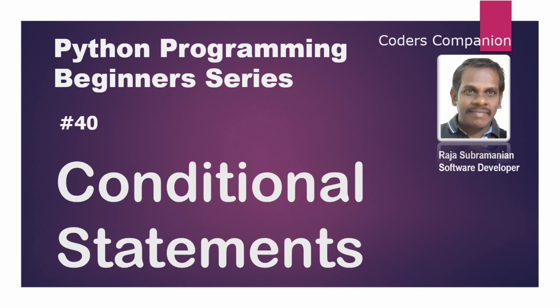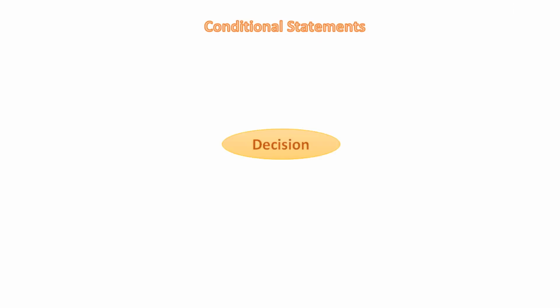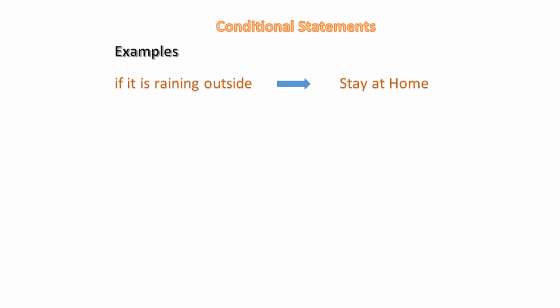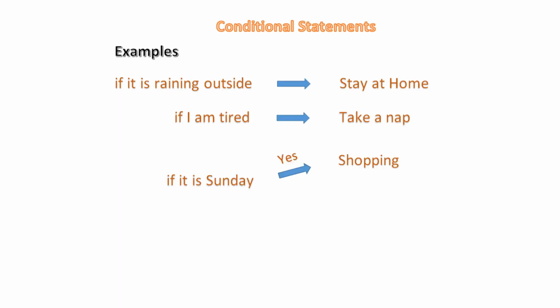Let's get started. In our real life, we make some decisions based on some conditions, and based on that decision, we do some action. For example, if it is raining outside, I will stay at home. If I am tired, then I will take a nap. If it is Sunday, then I will go shopping, else I will go to office. Similarly, in programming, we make some decisions based on some conditions and do some action. They are called conditional statements or decision-making statements.